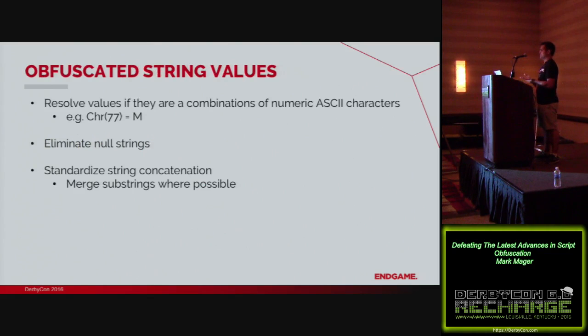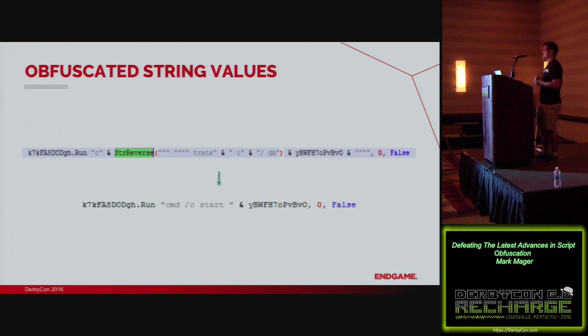As for obfuscated string values, you'll want to simplify the use of any ASCII character functions to start with, then eliminate any obvious null strings, and then standardize how strings are concatenated, and merge together any substrings where possible. This line of code primarily relies on the StrReverse VBA function, which, you guessed it, reverses a string. The null strings contained within the function can be eliminated right off the bat, and once the string is reversed and appended to the initial C string, we're left with the below result that invokes a command shell to run the command represented by the variable, and then ultimately terminate itself.